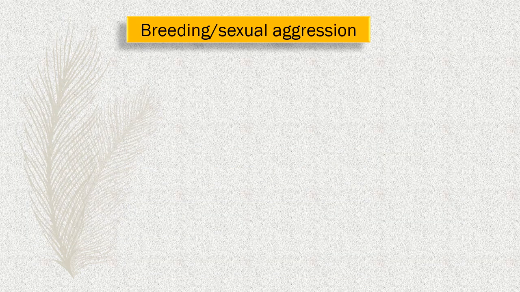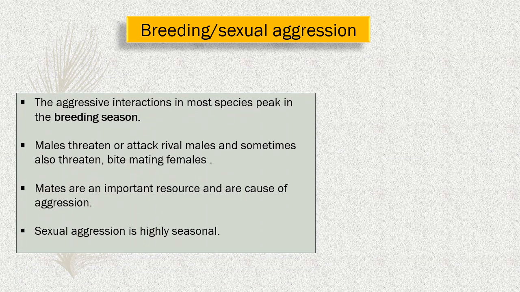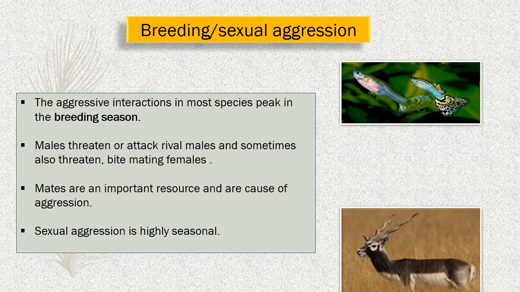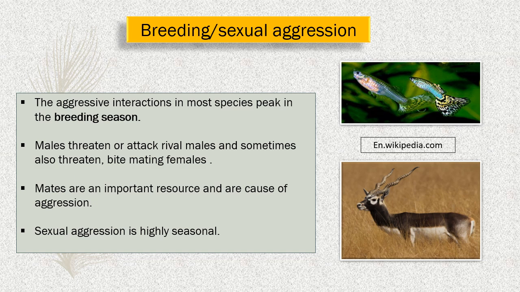Breeding or sexual aggression. The aggressive interactions in most species peak in the breeding season. Males threaten or attack rival males and sometimes also threaten biting, mating females. Mates are an important resource and are a cause of aggression. Sexual aggression is highly seasonal.